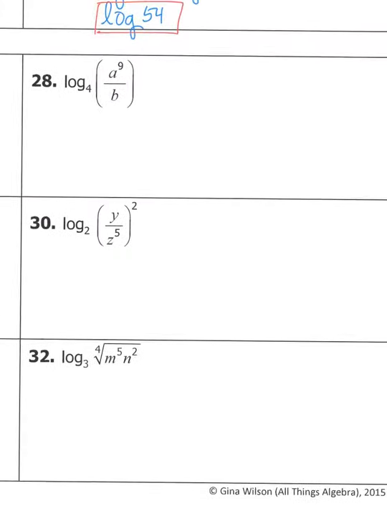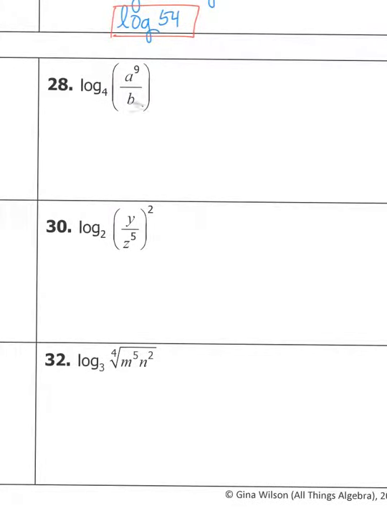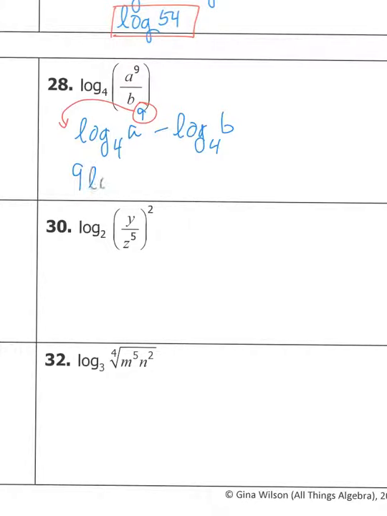So for 28, to expand, we have division here, so we're going to subtract. So log base 4 of a to the 9th minus log base 4 of b. We have to loop this 9 in front. So our final answer is 9 log base 4 of a minus log base 4 of b.